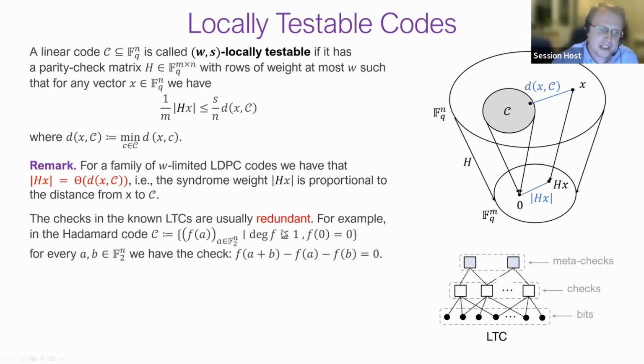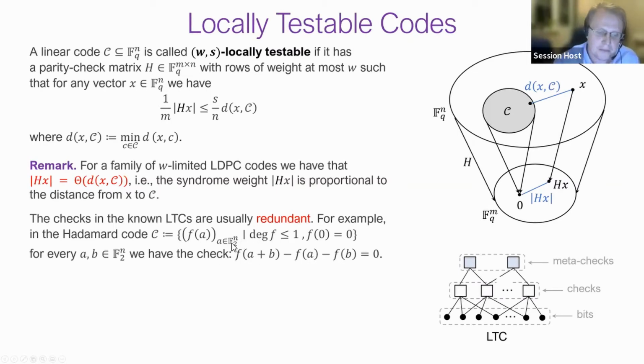But what is interesting is that all known locally testable codes are usually very, very redundant. And by redundant, I mean that the number of checks they have is much more than is really needed. For example, one of the first famous locally testable codes is the Hadamard code, and it is defined as follows: you take all linear functions on n binary variables, you calculate this function on all possible values, and this way you obtain a linear code.